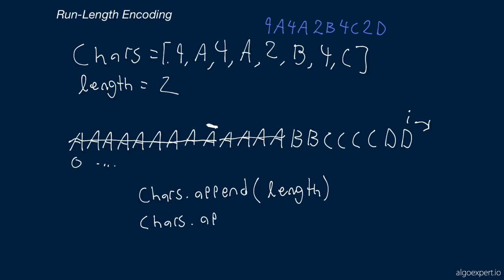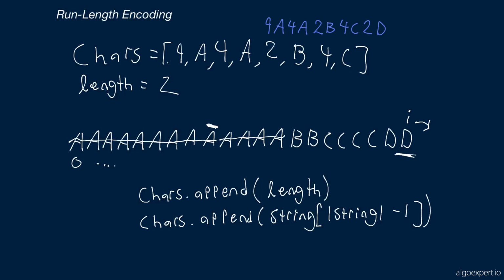So chars dot append, and then that's going to be string, and this would be the length of string minus 1. Again, apologize for the mess, but all I'm trying to show you here is that we're going to add the length and then the last character, which in this case would be D, to our characters list. So what that would do for us, since our run counter would be at 2, we wouldn't have reset it. We'll have 2 and we'll have D, and we would have handled that run.